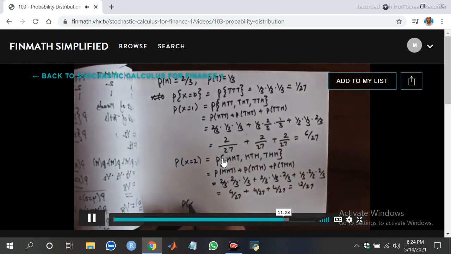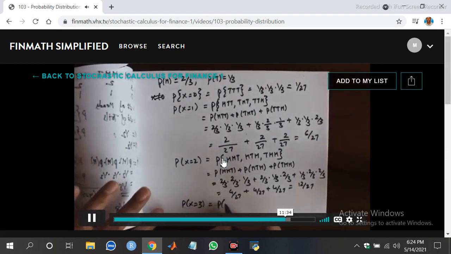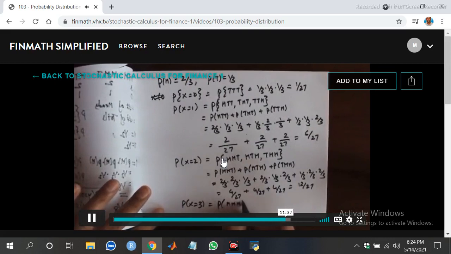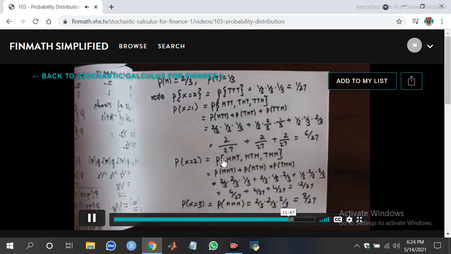And finally, x equals 3 would be the probability of getting head, head, head, which equals 2 by 3 times 2 by 3 times 2 by 3 equals 8 by 27.